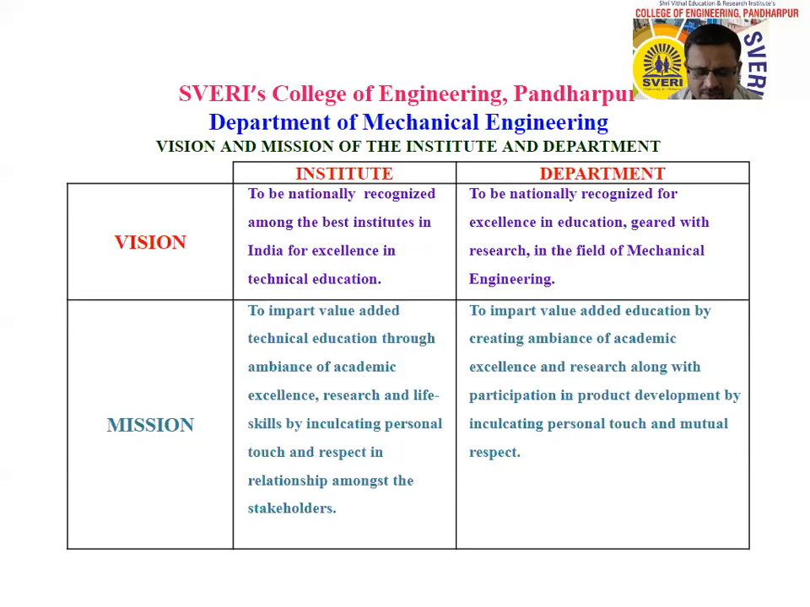Therefore, like this: vision, mission, POs, COs, unit outcomes, practical outcomes. Then we can say that after 4 years of graduation, the student has achieved these program outcomes, or the vision of the institute is achieved. Therefore, first of all, we'll see the vision and mission of the institute and department. First the vision and mission of the institute I will read, then the vision and mission of the department.